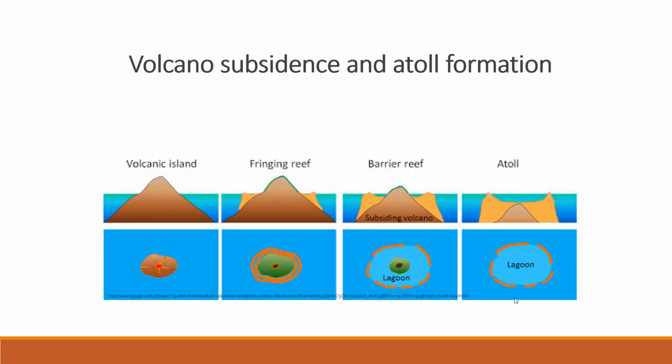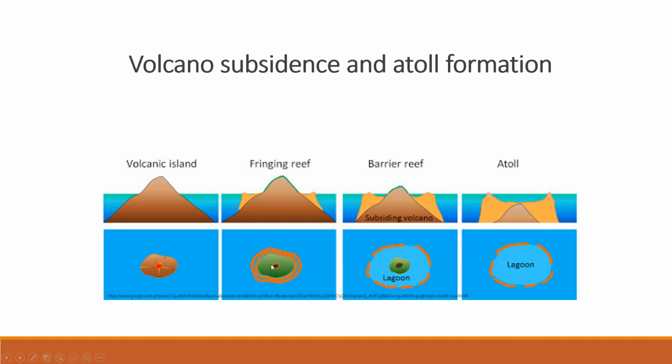We can also have, once we're away from that hotspot, changes in the landforms. These are called atolls. We start off with a volcanic island. That volcanic island will typically develop a reef around it. So that's what we're seeing here, that this reef will develop around the island.